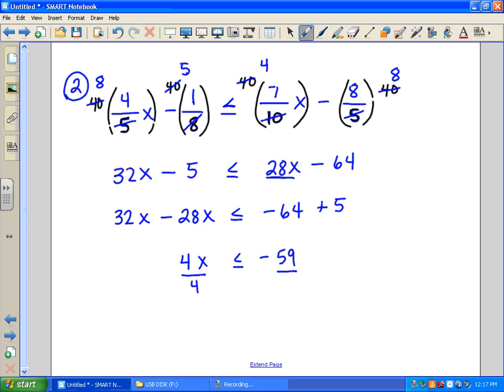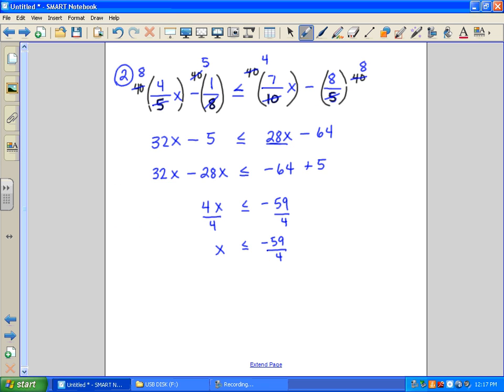Divide by 4, and again, do not reverse the inequality because we didn't divide by a negative. So I would get negative 59 over 4. x is less than or equal to negative 59 over 4. Again, just like the other problem, 4 is not going to divide into this evenly. So if I'm going to graph this, then I've got to divide. 4 will go into 59, let's see, 14 times. That would be 56, so we'd have 3/4 left over.